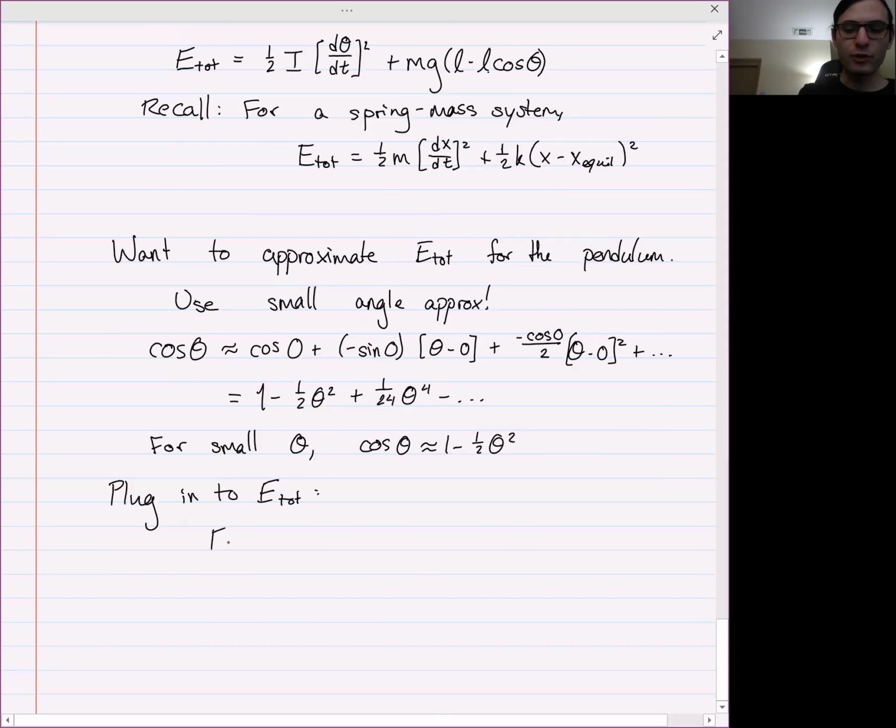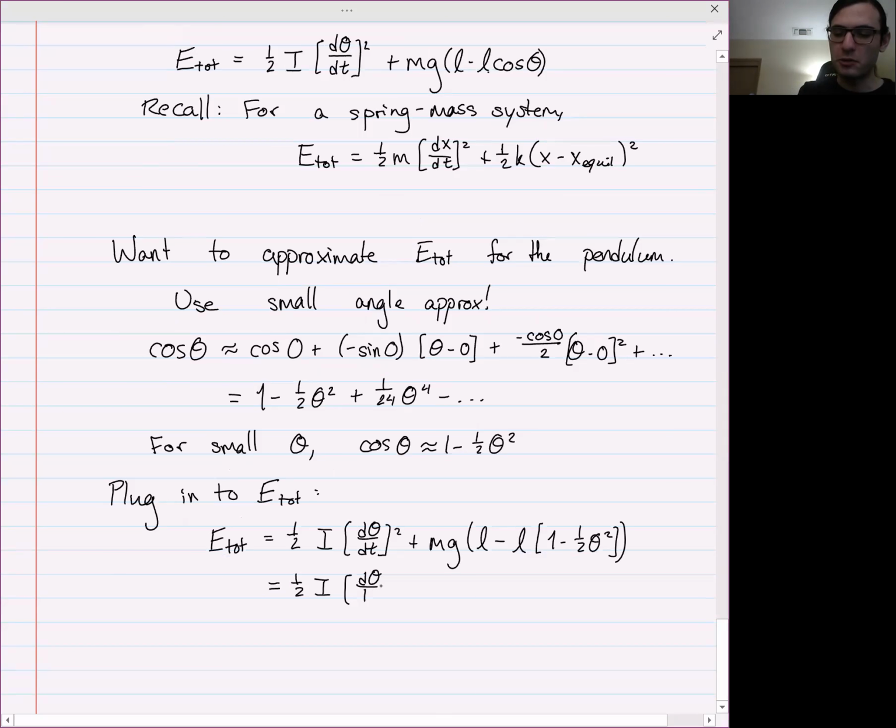So what we're left with is that the E total is 1/2 I (d theta/dt) squared plus, and you can do some simplifications here, plus mg L minus L times (1 minus 1/2 theta squared), which is equal to 1/2 I (d theta/dt) squared plus mgL over 2 times, and I'm going to put in a 0 here that doesn't need to be there, (theta minus 0) quantity squared.